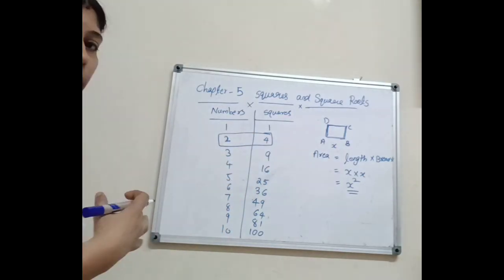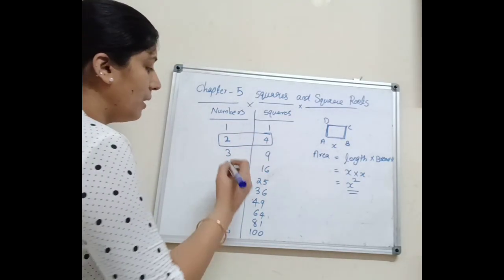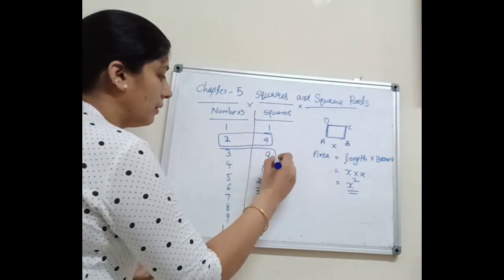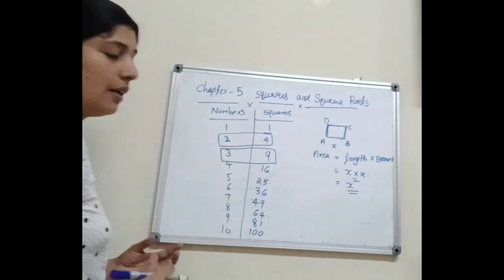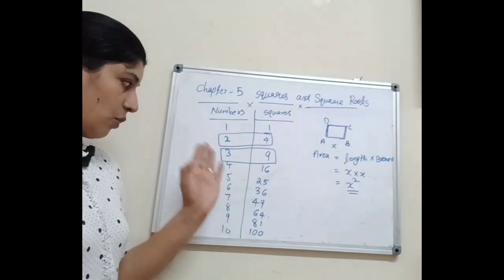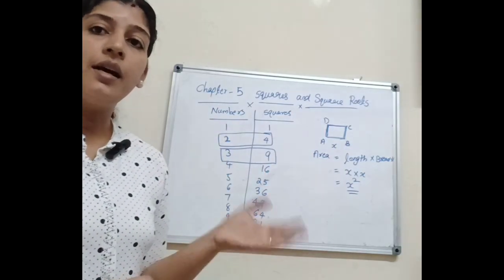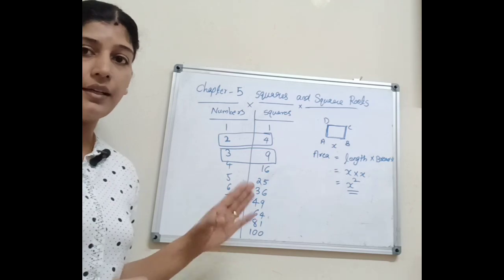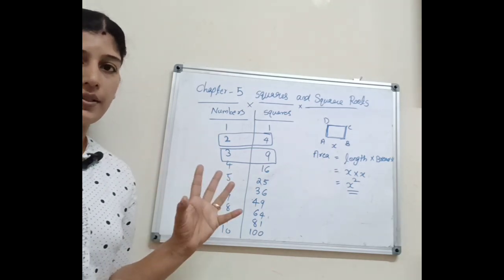And in the case of an odd number, what about the square? Take 3. 3 is an odd number. Then the square of 3 is 9. Therefore, the square of an odd number is always an odd number. That is the first property of squares.